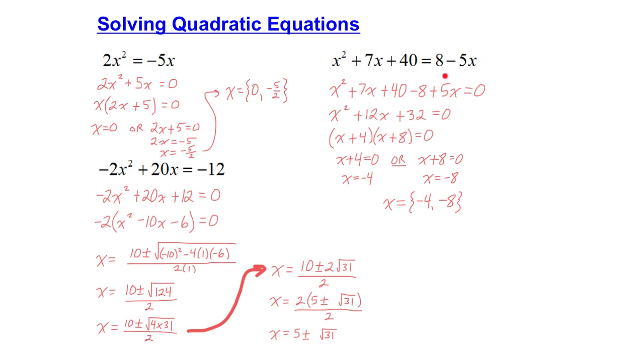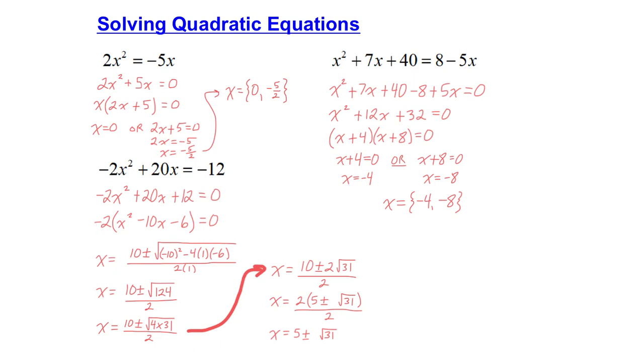In this example, I set it equal to 0, and then I simplify. Here's my equation. Now I factor. This is a simple trinomial, so I can easily factor that. Either this factor equals 0 or this factor equals 0, in which case x is either negative 4 or negative 8. In this third one, I make my equation equal to 0.